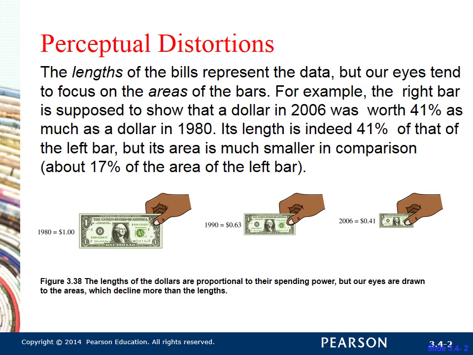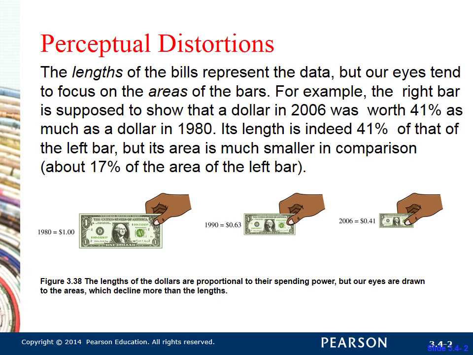So this example of a dollar bill I've seen in quite a few places. Before you read all the stuff, just take a look at the dollar bills. So we have the dollar bill in 1980, and then in 1990, and then in 2006. And you can see the idea is they're saying it's shrinking. But if you took the actual dollar bill in 2006 and laid it on top of the one in 1980, it's less than a fourth of the size, and that's where your brain goes.